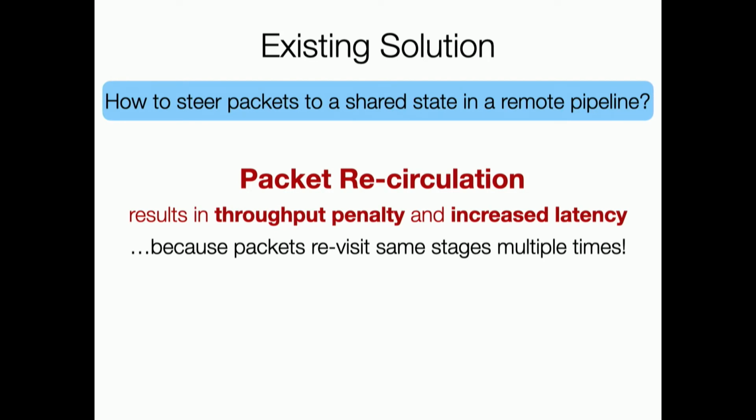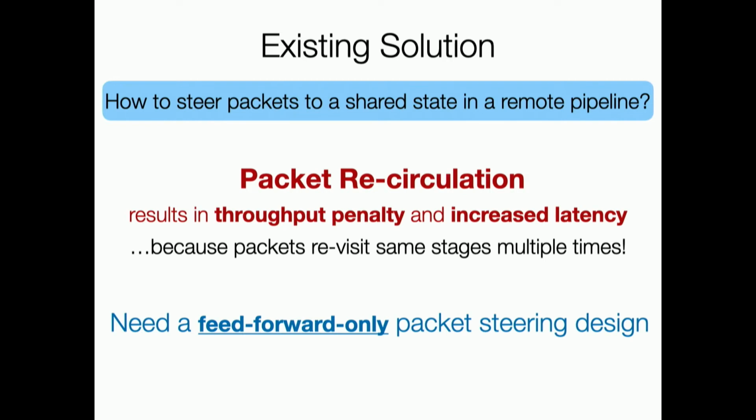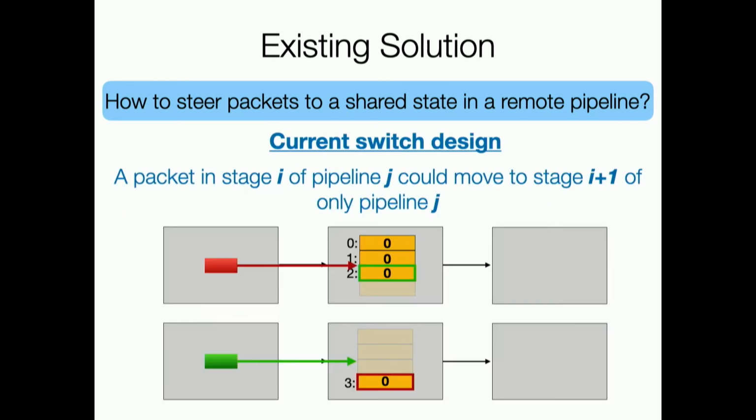The fundamental reason for that is that packets are revisiting the same stage multiple times. In fact, in the paper, we discussed that the performance of this could be even worse than the naive approach, where we put all the stateful stages in a single pipeline. For certain workloads, this could be worse, depending upon how many recirculations you do. So this is not good. What we really want is a feed-forward only packet sharing design. We don't want to revisit states over and over again. So let's see how we do that.